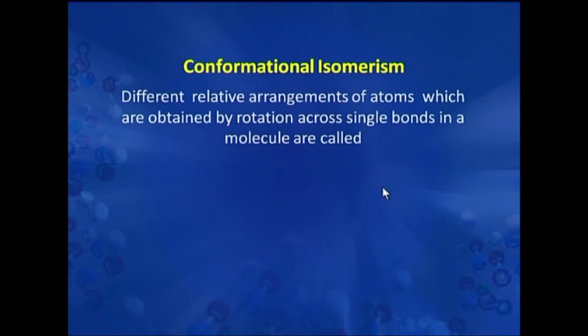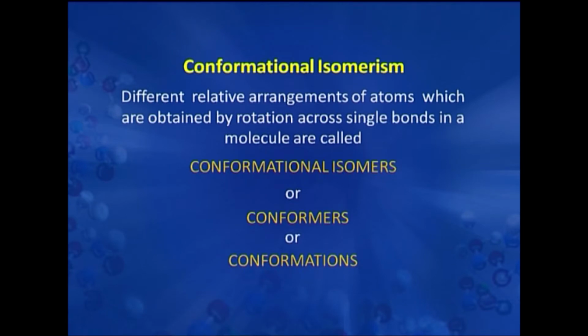We define it like this: different relative arrangements of atoms which are obtained by rotation across single bonds in a molecule are called conformational isomers. They are also called conformers, or sometimes we also refer to them as conformations. In our discussion today, we shall be using the term conformations because it is the most commonly used term.